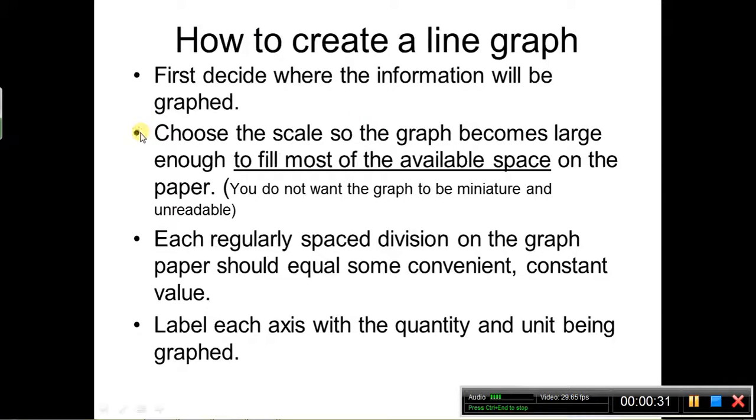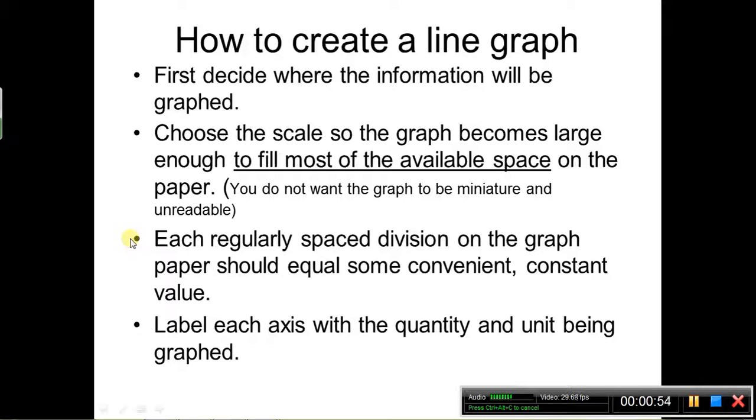Next, you're going to choose the scale so the graph becomes large enough to fill most of the available space on the paper or on the graph, right? You don't want to have this big grid paper and only take up a really small part, because it's going to be really miniature and it'll be hard for people to read and understand. And we'll talk about going over the scale when we do the example.